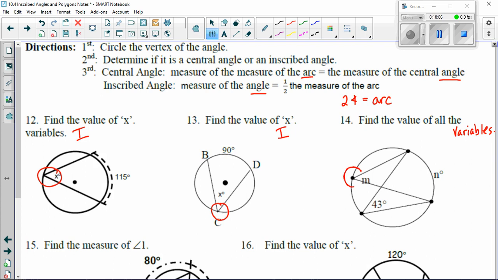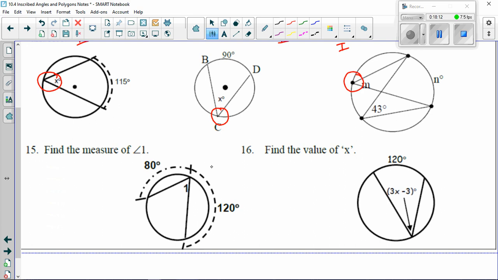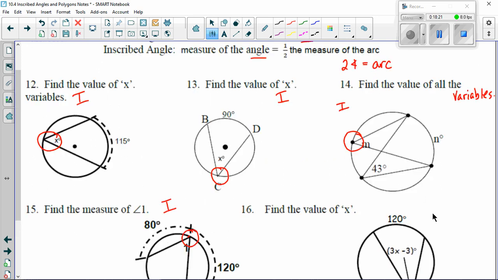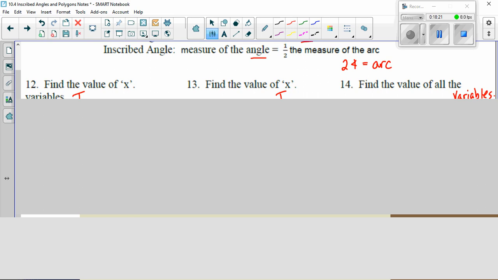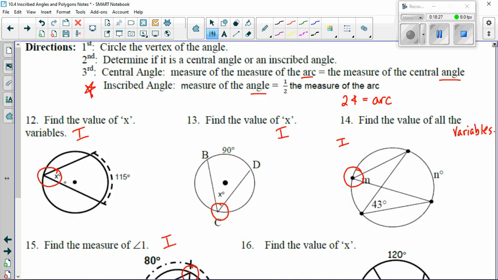So they want this angle right here, which is inscribed. And then we have the arc. The measure of angle 1. Angle 1 is right here. So this is inscribed. And then this angle right here is also inscribed. So we are going to use this rule. I know that the measure of the angle is equal to half the arc. So what is half of 115? So 115 divided by 2. So x is 57.5, and that would be degrees.